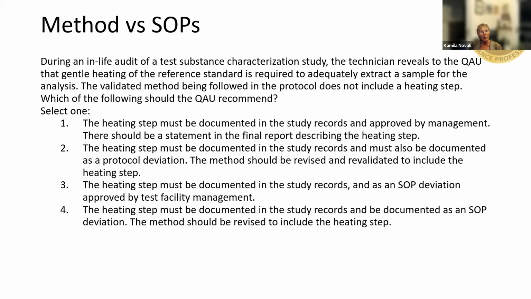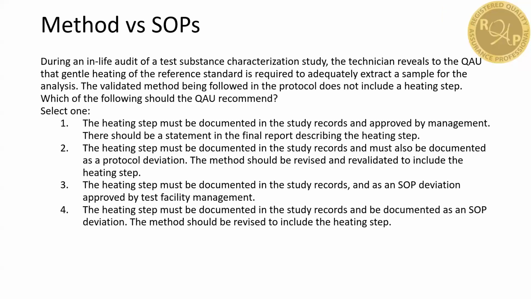During an in-life audit of a test substance characterization study, the technician reveals to the quality assurance unit person that gentle heating of the reference standard is required to adequately extract a sample for the analysis. The validated method being followed in the protocol does not include a heating step. So which of the following should the quality assurance person recommend?